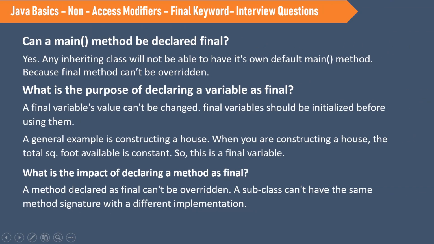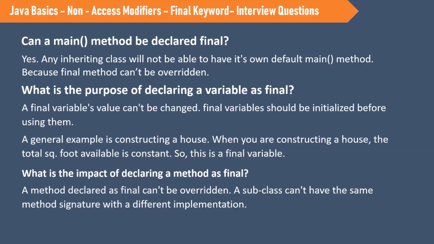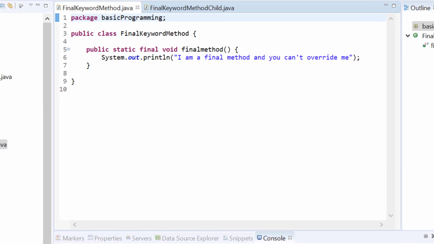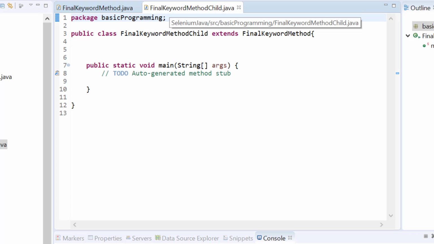The first question is, can a main method be declared as final? The answer is yes, you can declare a main method as final, but when you are inheriting that class, the child class cannot have its own main method because final methods cannot be overridden. Let's see the example for this one. I am taking the same examples that we have discussed in the previous video, which is FinalKeywordMethod.java. This is the parent class, and FinalKeywordMethodChild.java, this is the child class.